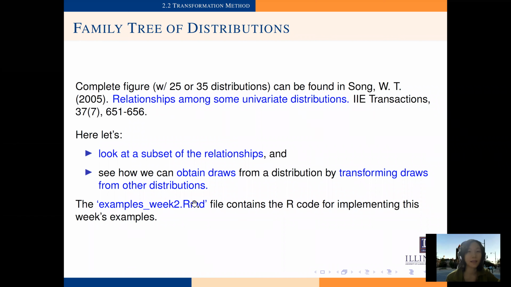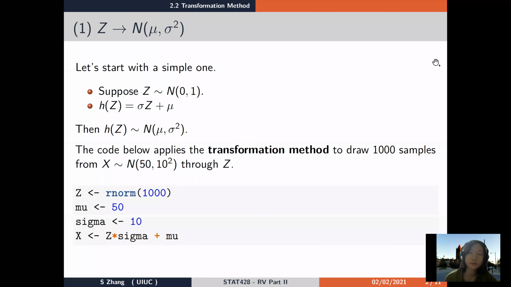The examples week2.rmd file is the R Markdown document that contains the R code for implementing this week's examples. Let's see a total of 4 concrete examples. In these cases, we sample from an original distribution, let's say Y, and then by applying some transformation, it results in another well-known distribution that we are familiar with.